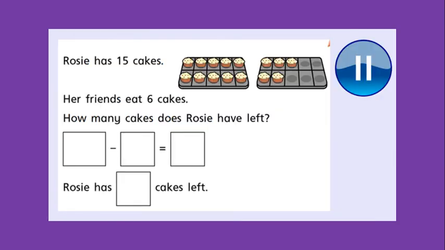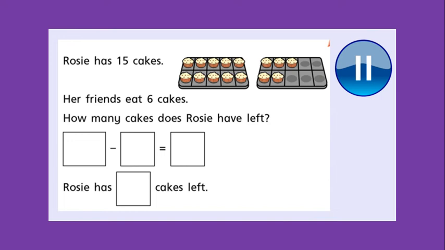Okay, very close to the end now, year ones. Rosie has 15 cakes. Now you can see she has 15 cakes because we've got our 10 frame here of 10 trays of cakes, and then we've got 3 and 2 makes 5. Now I would rather Rosie have put her 2 little cakes up here to make a row of 5, but we still know that 3 add 2 makes 5, so that's definitely 15 there. 10 add 5, 15.